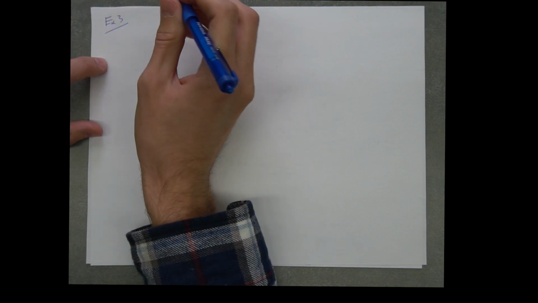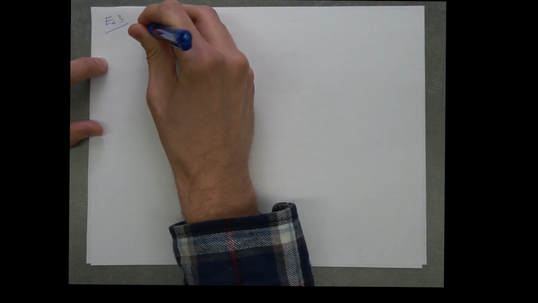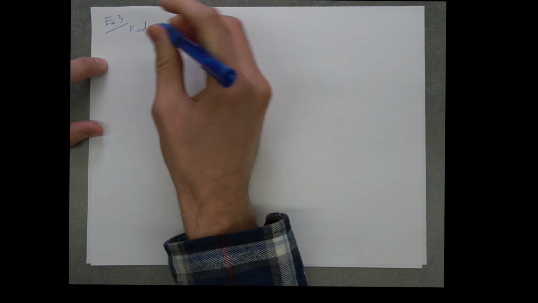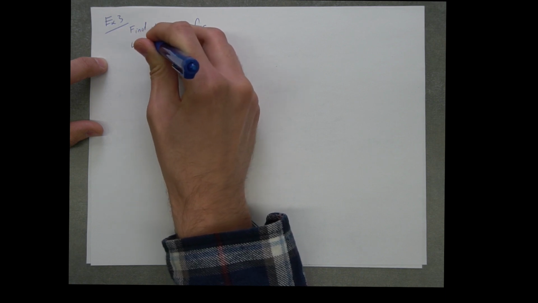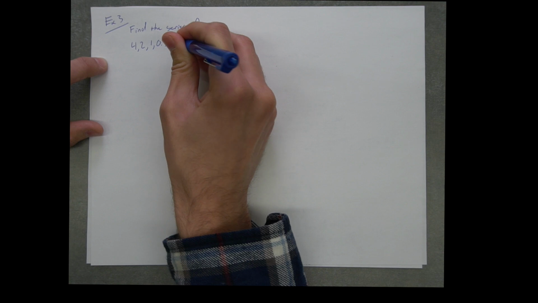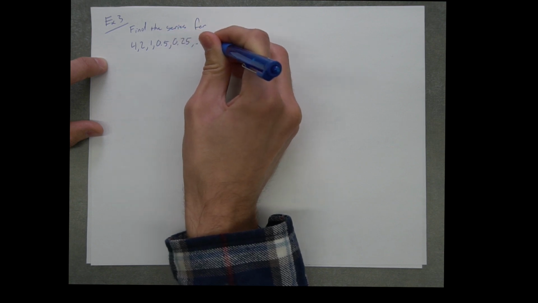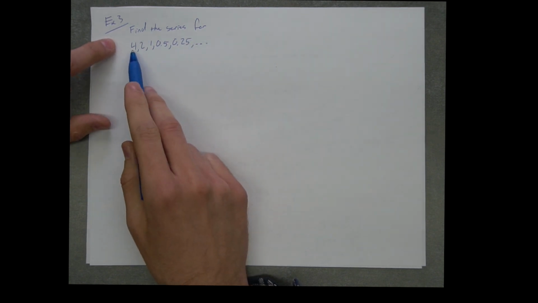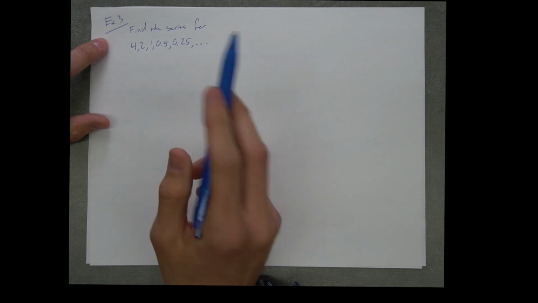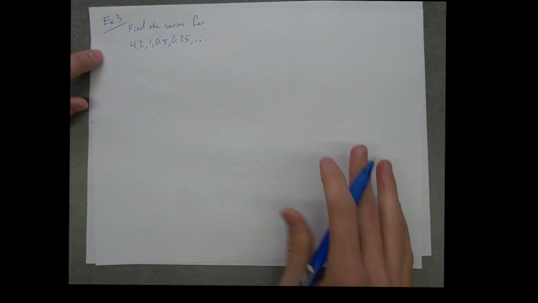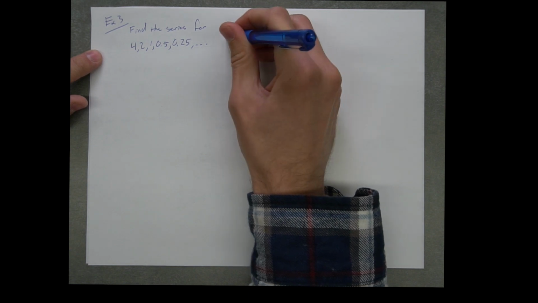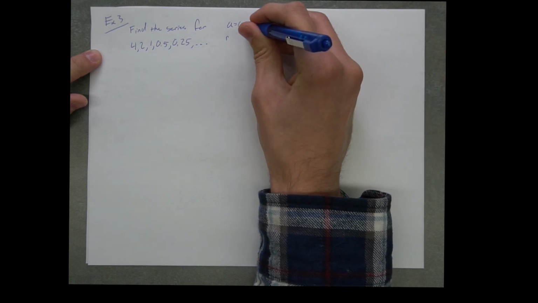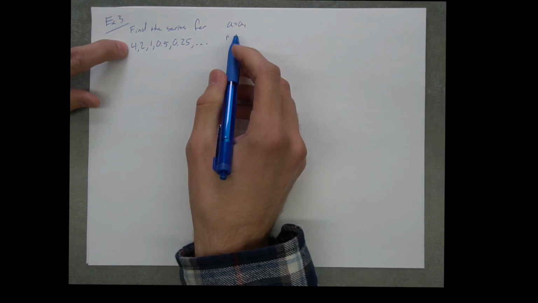Example 3. Okay, so we want to find the series given these terms: 4, 2, 1, 0.5, 0.25. So we need an a and we need an r. Well, we know that a is equal to a sub 1, your first term. In this case, it's 4.